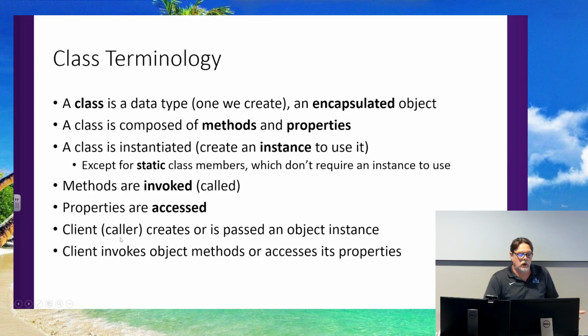Who does it? Well, we have some kind of an entity that we call a client, but it's whoever is going to be calling the method or accessing the property, invoking the method or accessing the property. And they're going to need to be passed, have available, or create an instance of that object, and they have to access the method or property against that reference to that instance of an object.